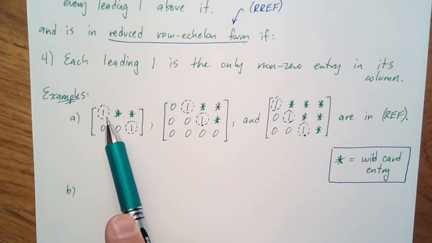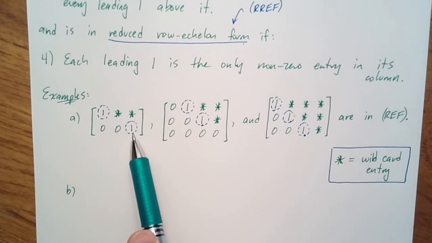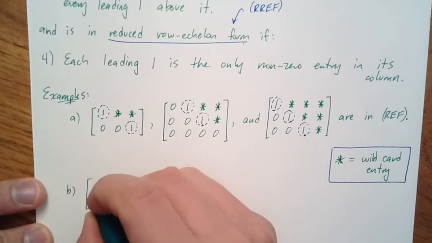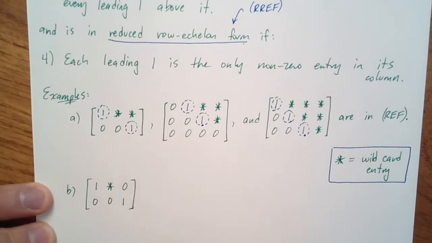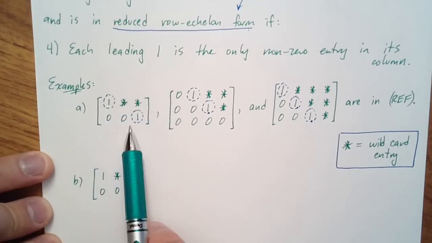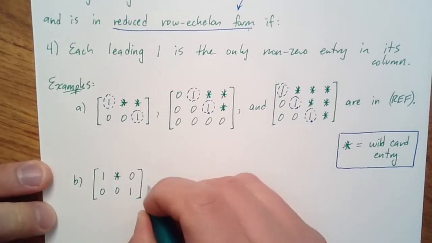This leading 1, the only other entry in the column is a 0 right below it because columns are vertical. But this leading 1 might not be the only non-zero entry in its column, depending on what this asterisk is. So if we, instead of having a wildcard entry here, replace this with a 0, then we can actually say more. Now this matrix, we can say that this is in reduced row echelon form because both of the leading 1s are the only non-zero entries in their column. So this one might not be in reduced row echelon form, but this one is definitely in reduced row echelon form. Let's do the same thing for the other 2.